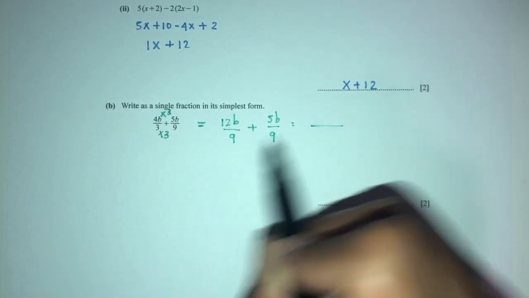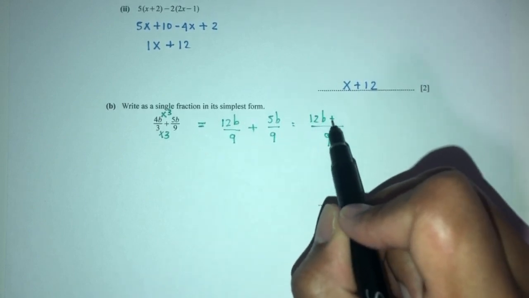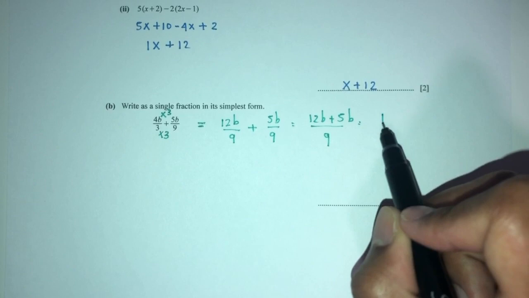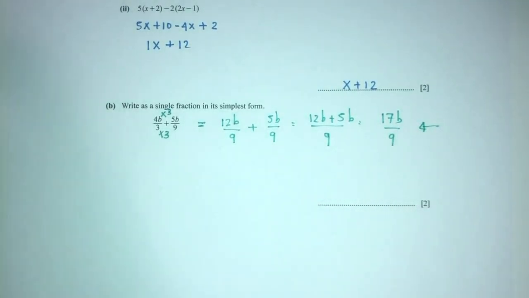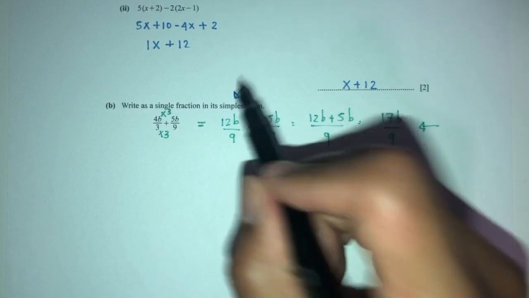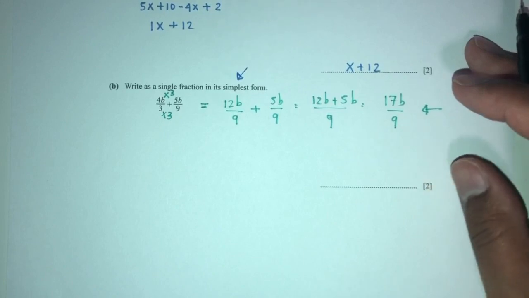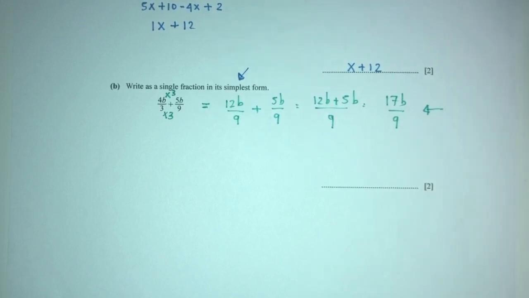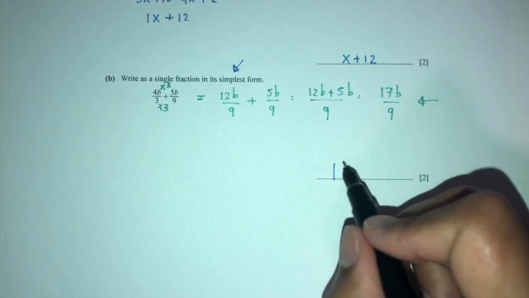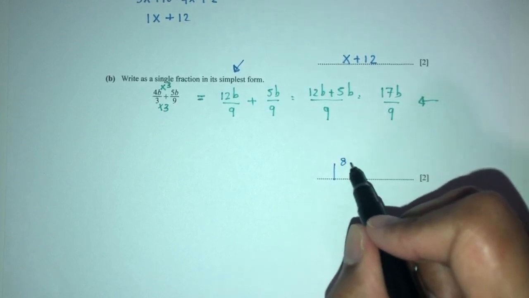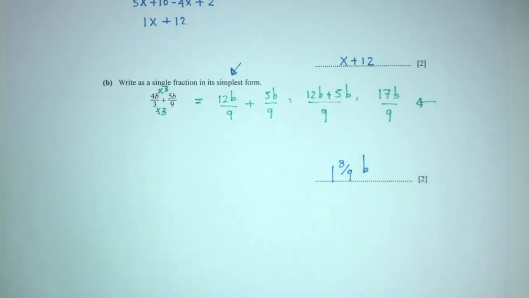Now because the bases are the same, we can combine them together. Now the top will be 12b plus 5b. That will be 17b over 9 as your answer. Now you can simplify to the simplest form, obviously. You can write it down as, up to you. I think that's fine. You don't need to, but it's up to you. You can always write this as 1 with 8 extra, that should be 1 and 8 over 9b. Up to you. This or this should be the same.